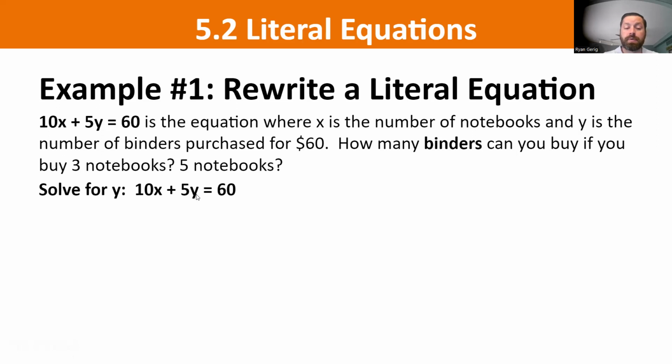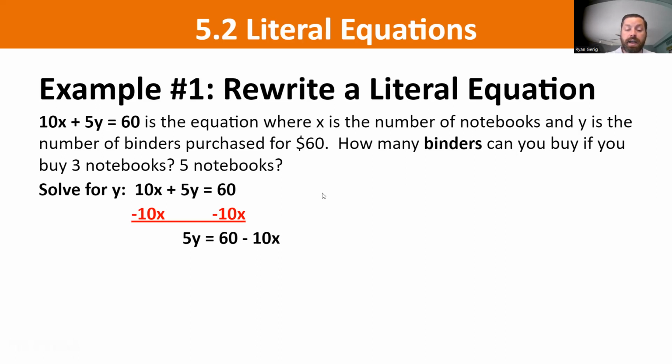Again, what does that mean? We want to isolate y, which means I need to move 10x and I need to move the 5. Well, which one do I move first? Undo the order of operations. I need to undo the addition first. So I need to subtract the positive 10x, which leaves me 5y on the left and 60 minus 10x on the right. Notice I cannot put those together to say 50x. 60 does not have an x, 10 does.